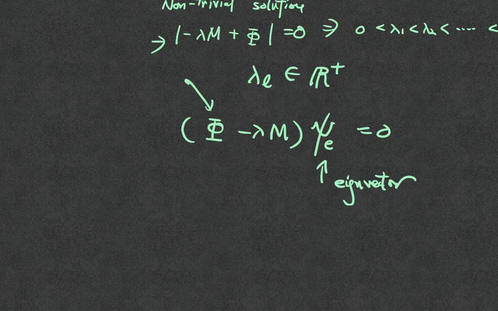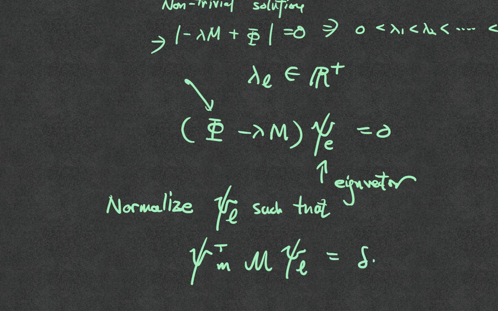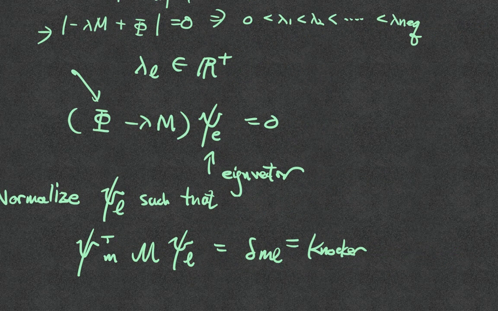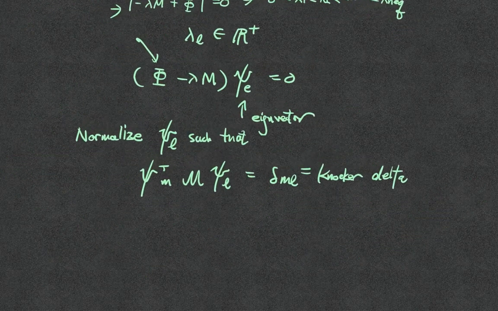One thing that could be interesting is that I can normalize the eigenvector such that this term becomes a canonical delta. Why do I say that?